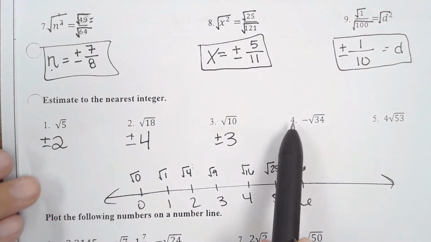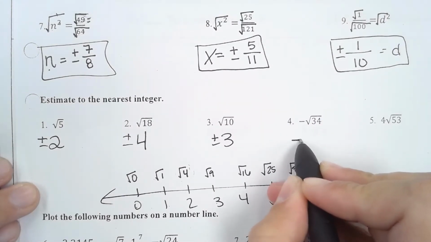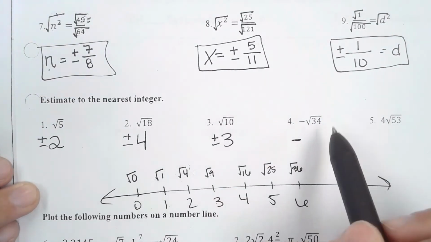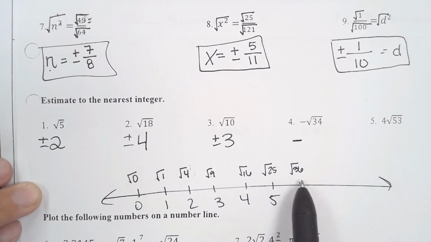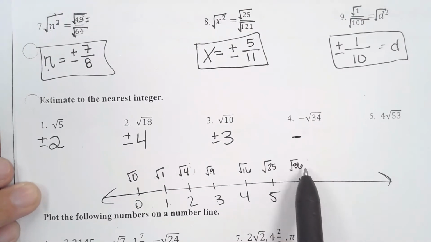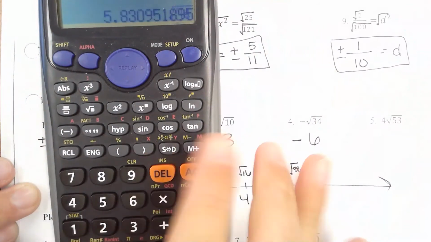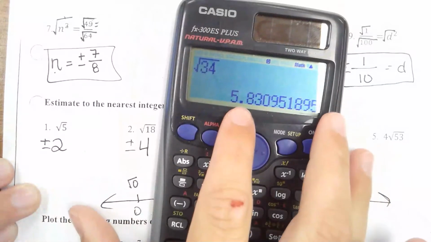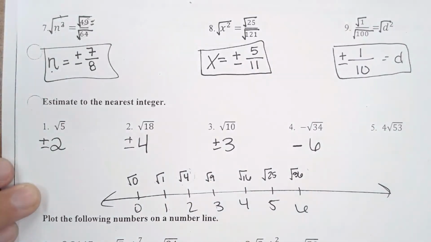Alright, and then number 4, so this negative sign out front means that they want our negative answer. So when we take the square root of 34, notice how it's going to be in between 5 and 6, and it's also going to be closer to 6. So I'm going to guess here that the square root of 34 is going to be closer to 6, and I am correct, because 5.8 would round up to 6.